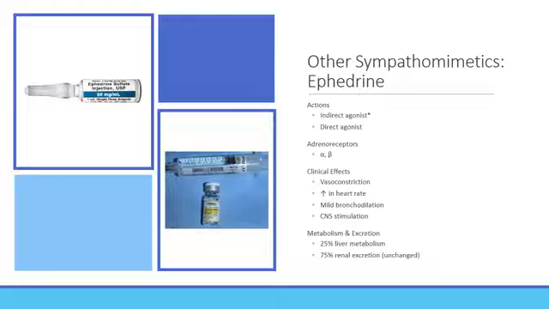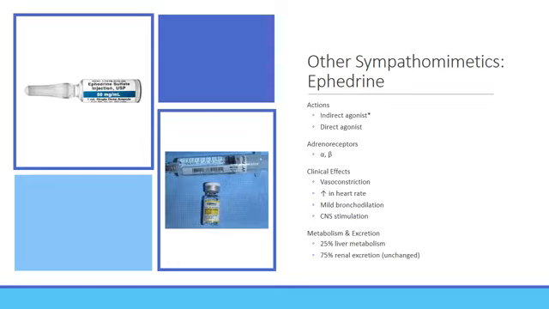The clinical effects that we tend to see at the dosages that we administer it, we're going to get a little bit of moderate vasoconstriction and a moderate increase in heart rate. We may get some mild bronchodilation and a little bit of central nervous system stimulation as well. You can see it's metabolized in the liver and excreted essentially unchanged. A large fraction of it, about 75% of it, is excreted unchanged. You can see it comes in a variety of different ways.